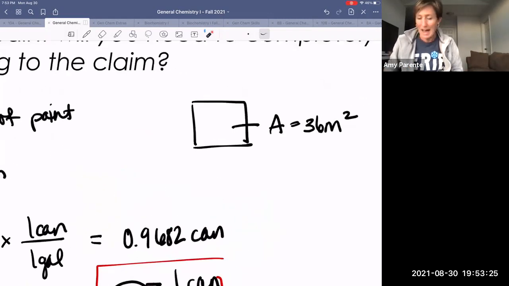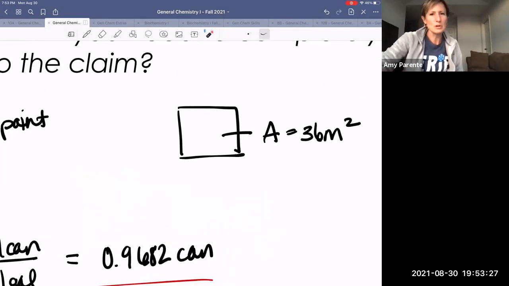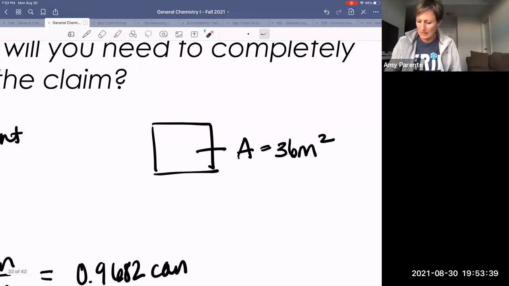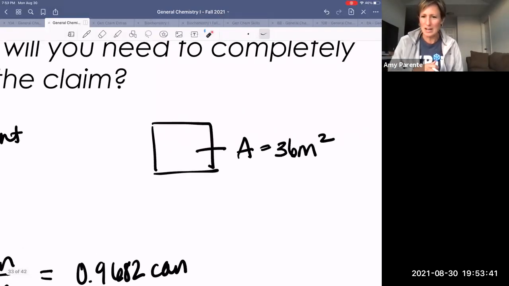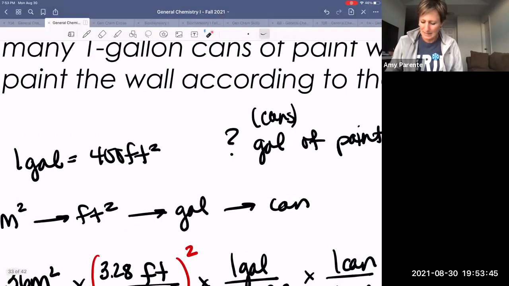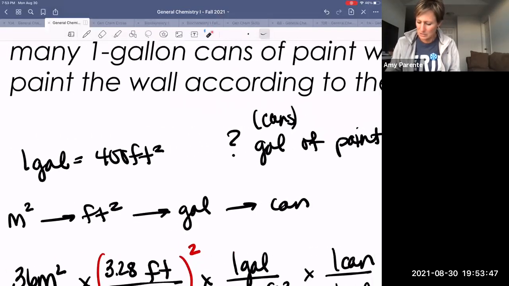Let me zoom in. In a few of the problems that we're going to work on tonight, I'll have a picture, because sometimes I feel like I can wrap my brain around all of the words and numbers that are in the paragraph if I can see a picture. So here's my little wall. It's got an area of 36 square meters, right? And here's information that's given to me, right?